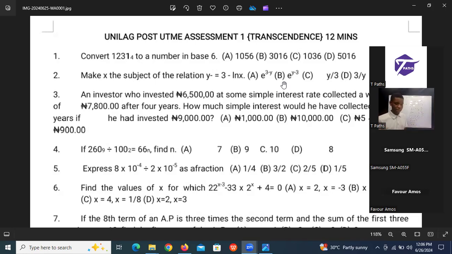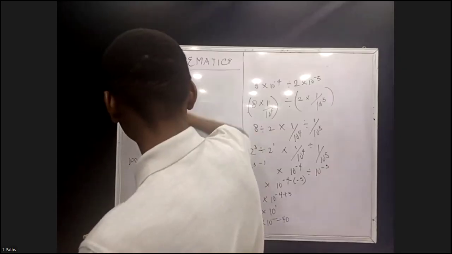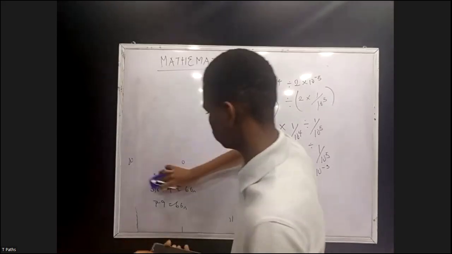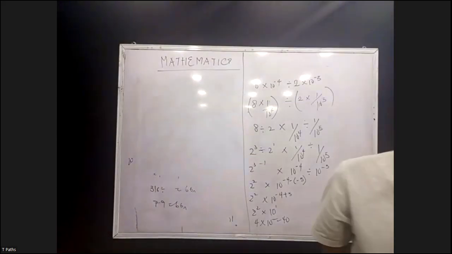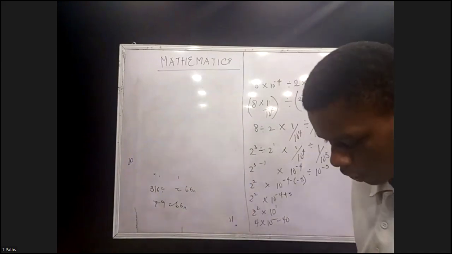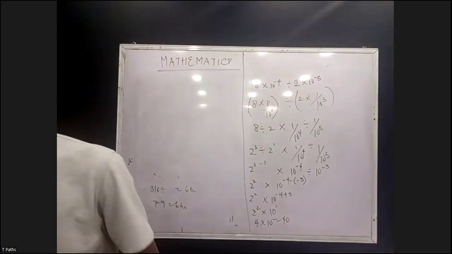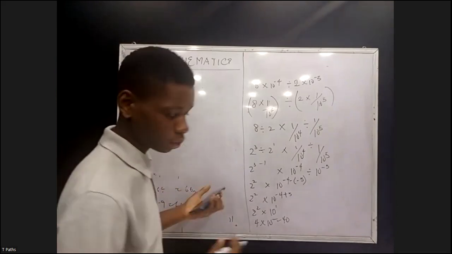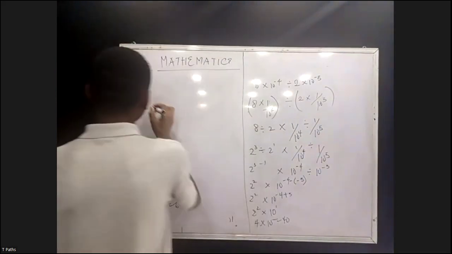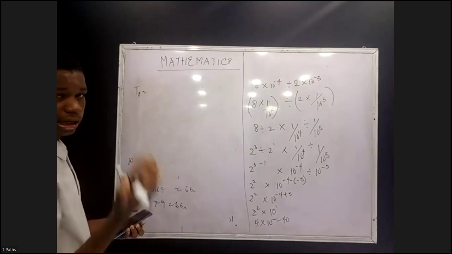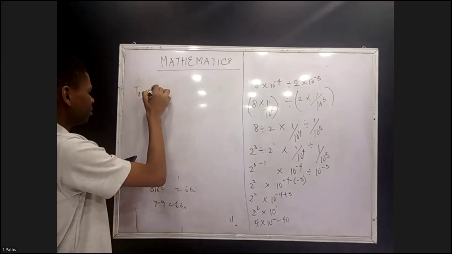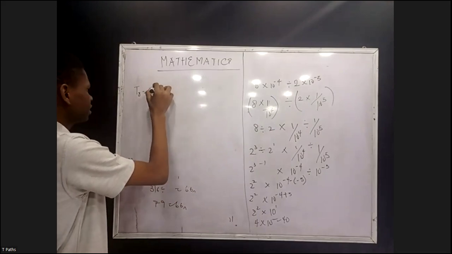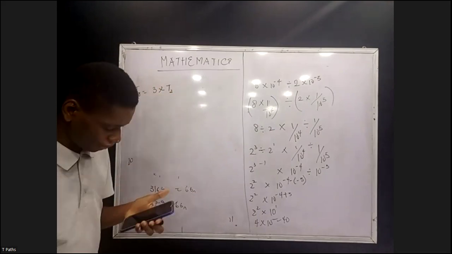So move on to number 7, which says: if the 8th term of an AP is 3 times the second term, and the sum of the first 3 terms is 18, find the first term of the AP. I hope you guys know what AP and GP are. So the 8th term of an AP, I can say T8 or U8, any one of it, is 3 times the second term, that's 3 multiplied by the second term.